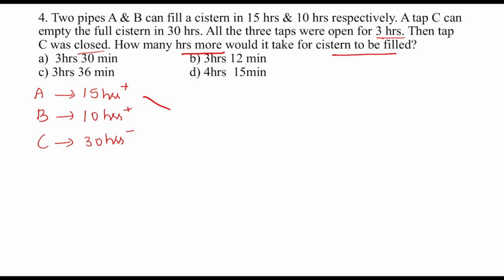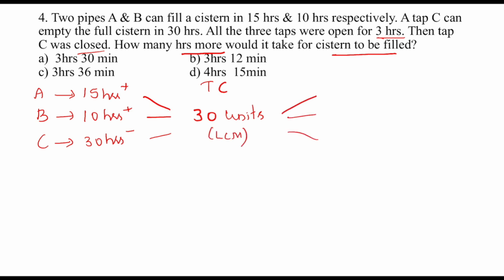The first step is to take the LCM. This will give us the total capacity of the tank. So the LCM of 15, 10 and 30 is 30 units because the greater number is 30. 30 ones is 30, and 30 is divisible by 10 also and 15 also. So 30 is the LCM. So 30 units is the capacity of the tank.